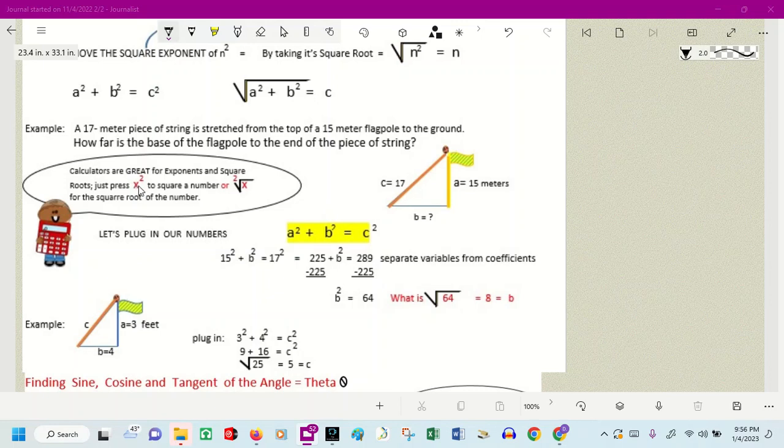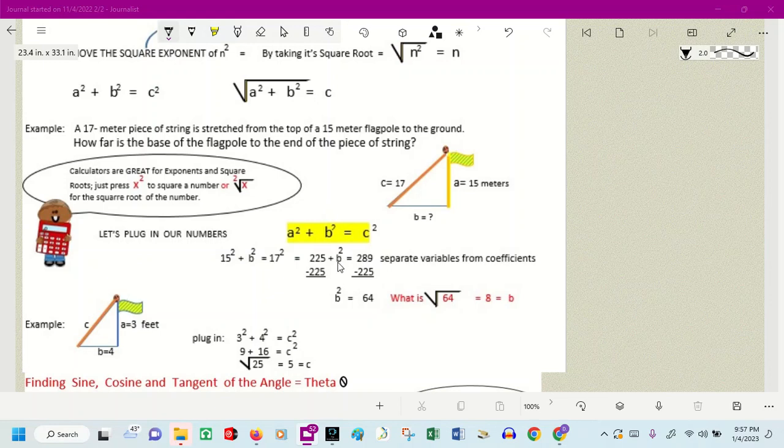Want to know the square of a number? Punch in the number and push that button on the calculator to give you the square of that number. That's that number multiplied by itself. Or if you want the square root of a number, type in the number and then push this button here to give you the square root of that number. So, with that being said, 15 squared is 225, plus B squared, equals 17 squared, which is 289.